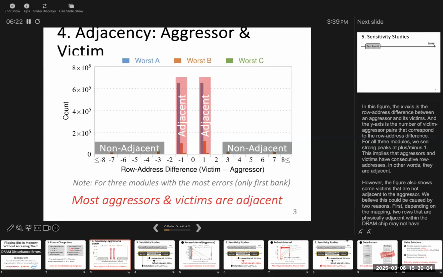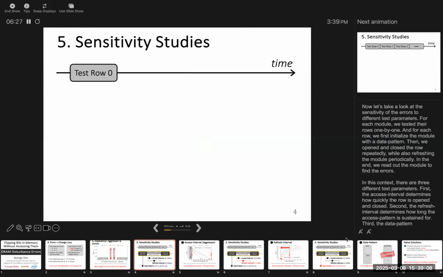So most aggressor and victim rows are adjacent. Actually, this is also a very good example of how to prepare slides, right? I mean, they are not going into the nitty-gritty details of the paper. They are giving you the higher level lessons learned from the paper, right? But even so, they are very specific and informative at the same time without going into deeper details because those are available in the paper.